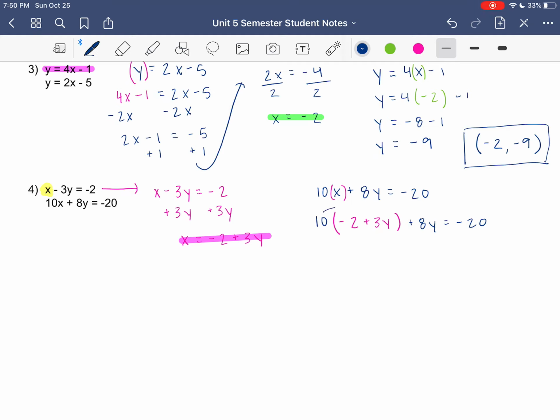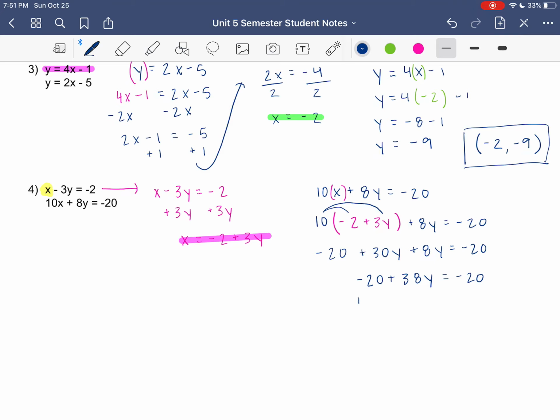So now let's clear those parentheses by distributing. Multiply that 10. 10 times negative 2 is negative 20. 10 times 3y is 30y. Everything else stays the same. If I can combine like terms, I want to combine like terms. So 30y plus 8y is 38y. So I've got negative 20 plus 38y equals negative 20.